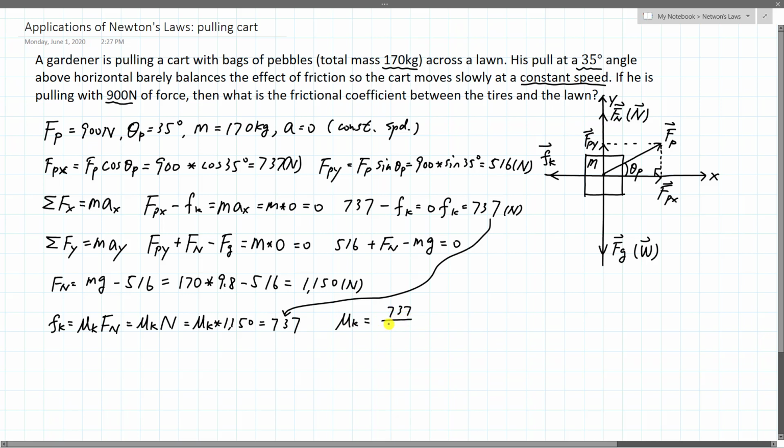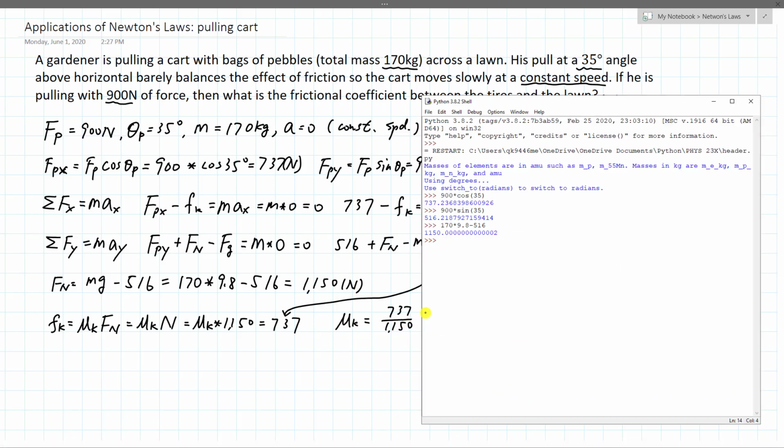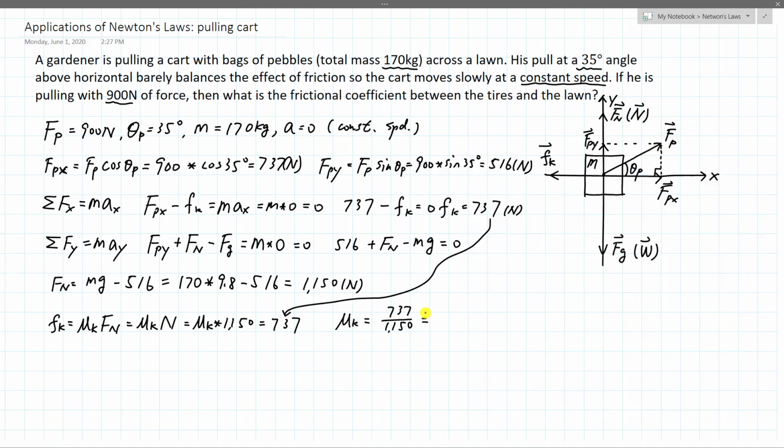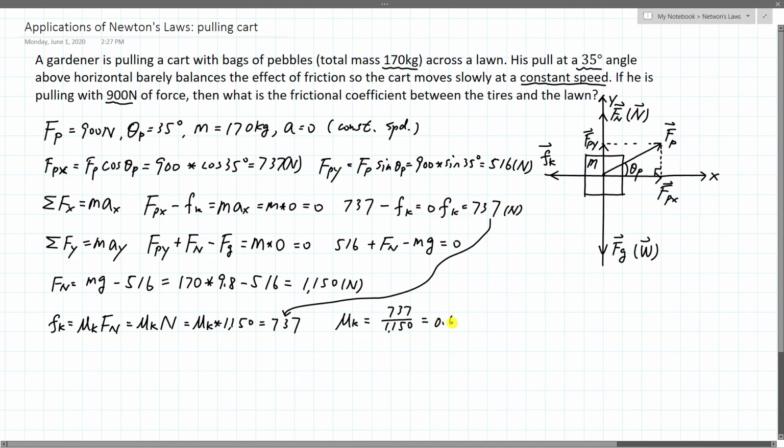So that leaves the coefficient of friction, which is 737 divided by 1150. Another time to use a calculator. Let's bring it up. So 737 divided by 1150. So we have a coefficient of 0.641. And there's actually no unit. This is dimensionless.